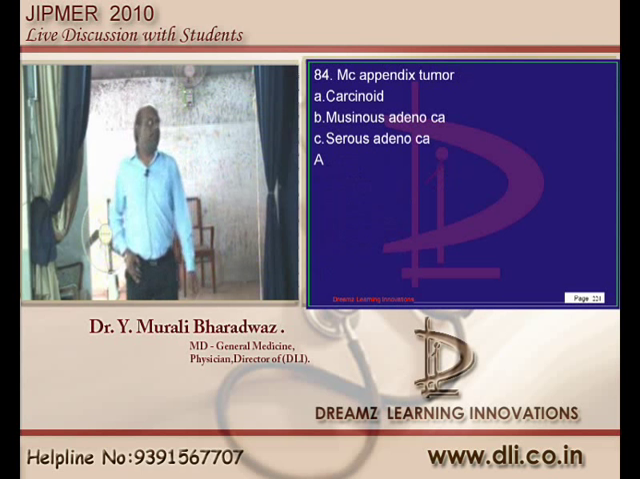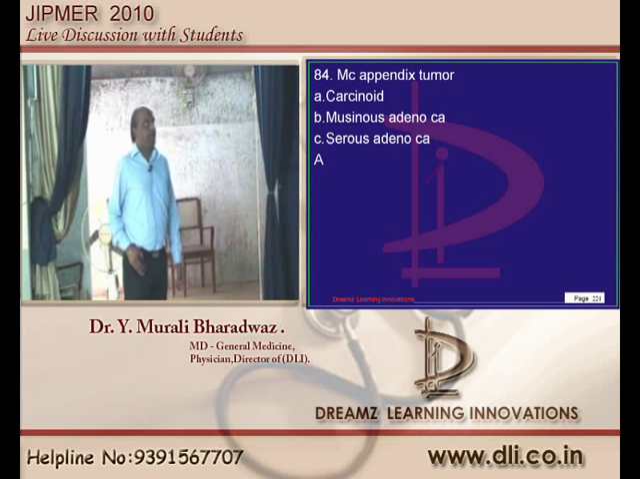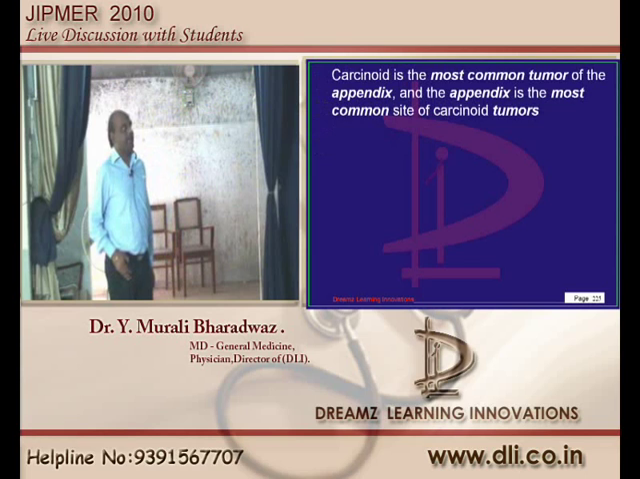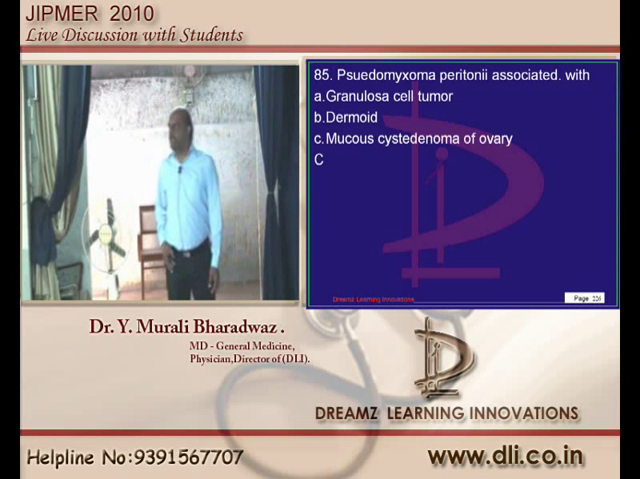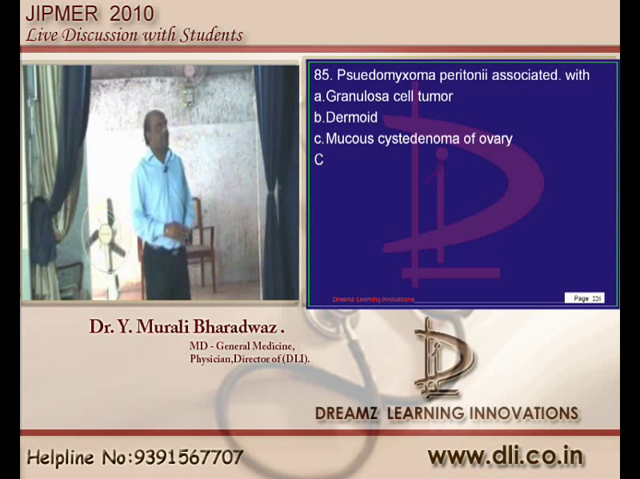Carcinoid is the most common appendiceal tumor, and the most common site for the carcinoid also is the appendix, as all of you know. The mucinous cystadenoma of the ovary leads to development of pseudomyxoma peritonei.